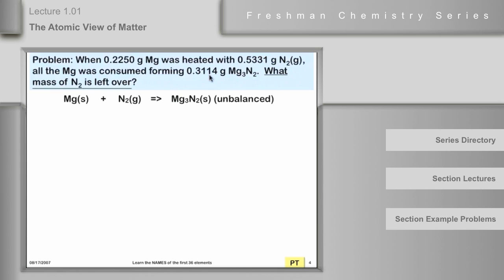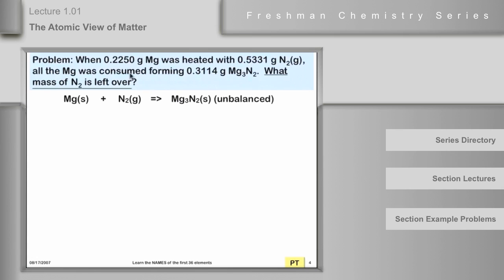Right now, our question is, what mass of dinitrogen is left over when 0.225 grams of magnesium are heated with 0.331 grams of dinitrogen and 0.3114 grams of magnesium nitride form? Okay, our goal here is to look at the quantitative relationships that we have based on conservation of mass.